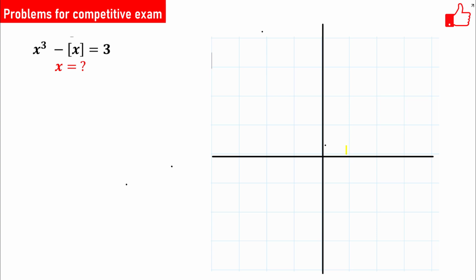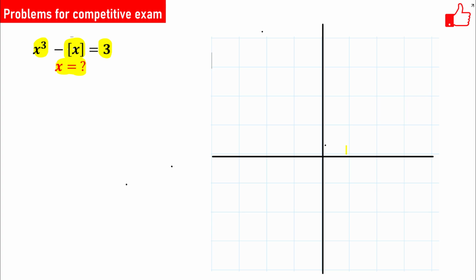Hello friends, this problem is related to the concept of greatest integer function, and in this case you have been given an equation and you have to solve this equation for x. The equation is x cube minus greatest integer x equals 3. Then what is the value of x?